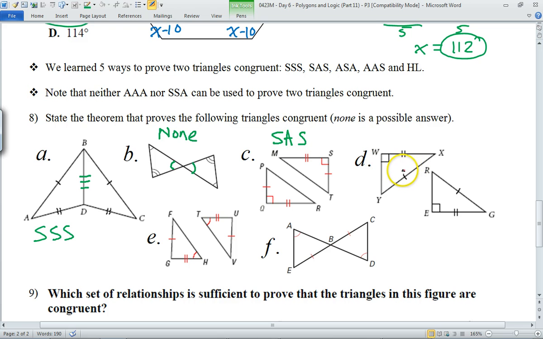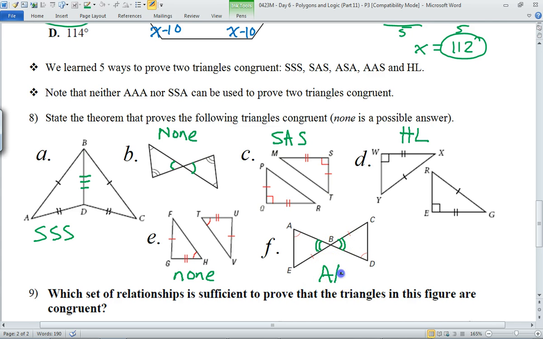What about D? Hypotenuse leg. Yeah, this is a right triangle, so hypotenuse leg is an option. And we do have hypotenuse and leg marked, so hypotenuse leg, HL. What about E? None. That's another none. If we tried to do it, it would have been side, side, angle. But again, that one doesn't work. So that's none. What about F? Angle, side. We know that these angles are also congruent.